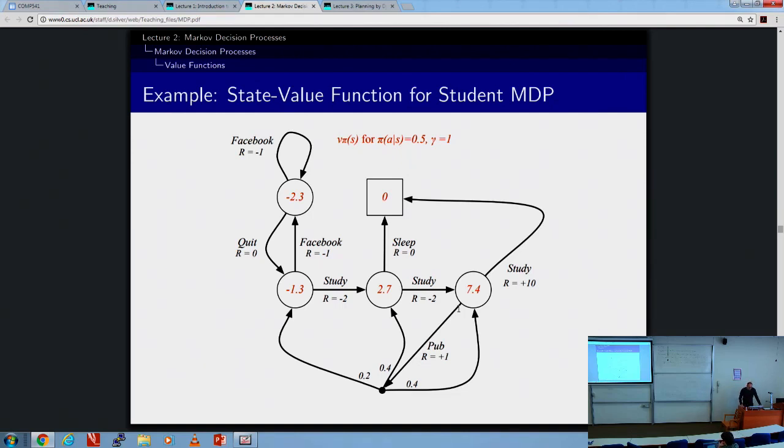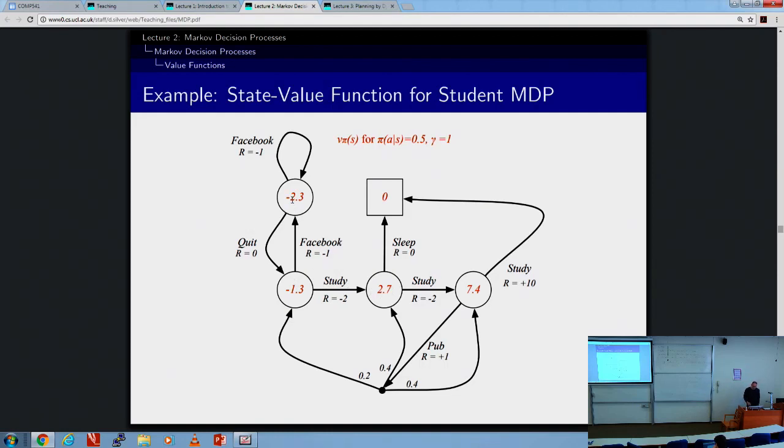So here's v for our student MDP for this particular policy. The policy is basically that the probability of taking either action from any state is 0.5, and there is no discounting. As soon as I say that, for example, if I'm here, I'm going to go right with 50% probability and go up with 50% probability. And of course, in this case, there is no environment uncertainty. So if I try to take the action study, I definitely end up here. If I try to take the action Facebook, I definitely end up here.